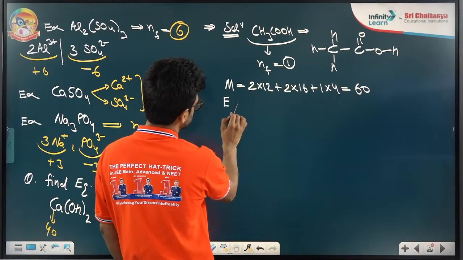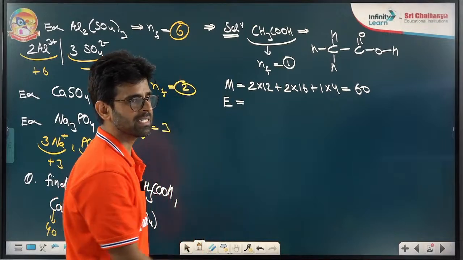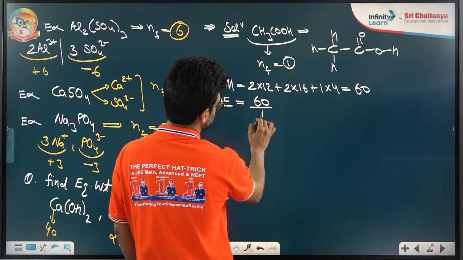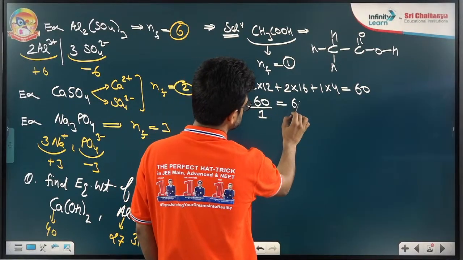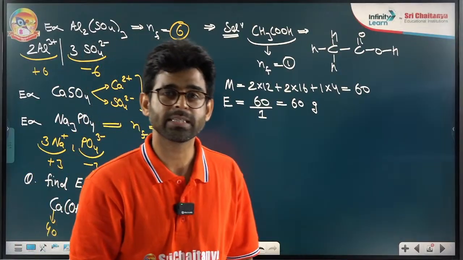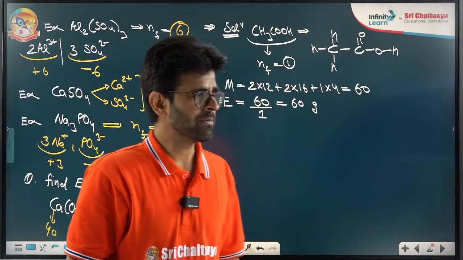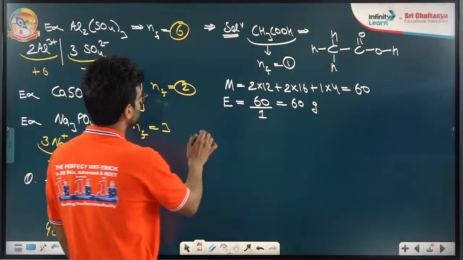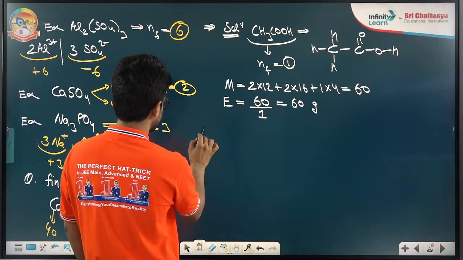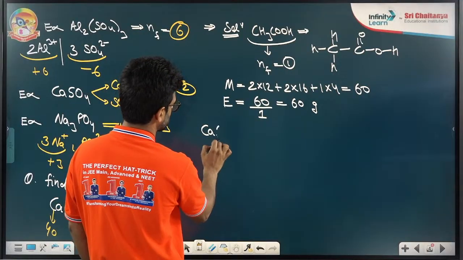Now find the equivalent weight. Yes, 60 divided by its N factor, that is 1. So what's coming? 60 gram is the equivalent weight for acetic acid, or you can say CH3COOH. Fine? Good. The next one is calcium hydroxide, Ca(OH)2.